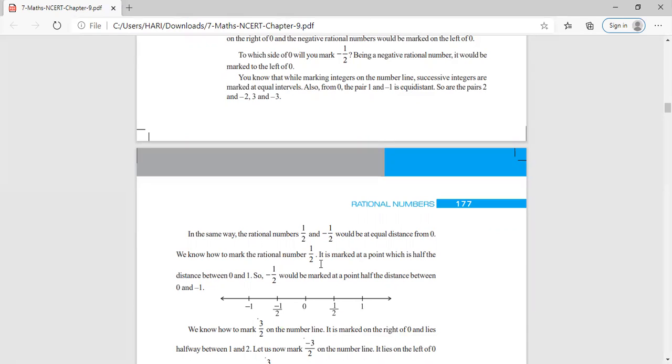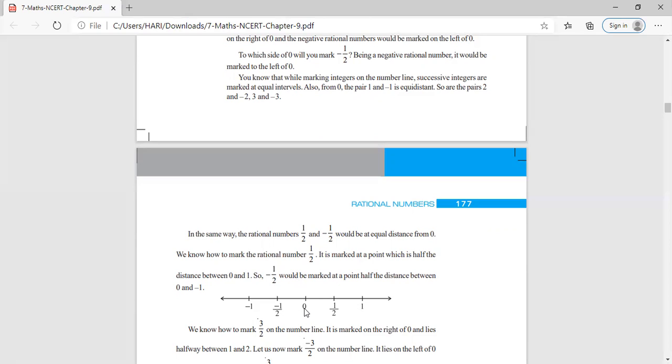Now we have to mark minus 1 upon 2. If 1 upon 2 is to the right side of 0, then minus 1 upon 2 will be on the left side of 0. In the same way, 1 upon 2 is between 0 and 1, so minus 1 upon 2 we have to mark between 0 and minus 1. What we have done on the right side, in the same way the distance between 0 and minus 1 will be divided into two equal parts, and at the middle point we will mark minus 1 upon 2. So this 1 upon 2 and minus 1 upon 2 are at equal distance from 0.